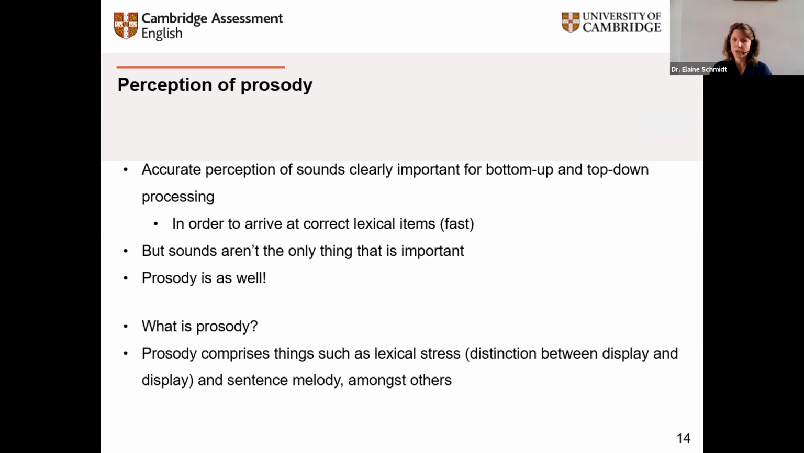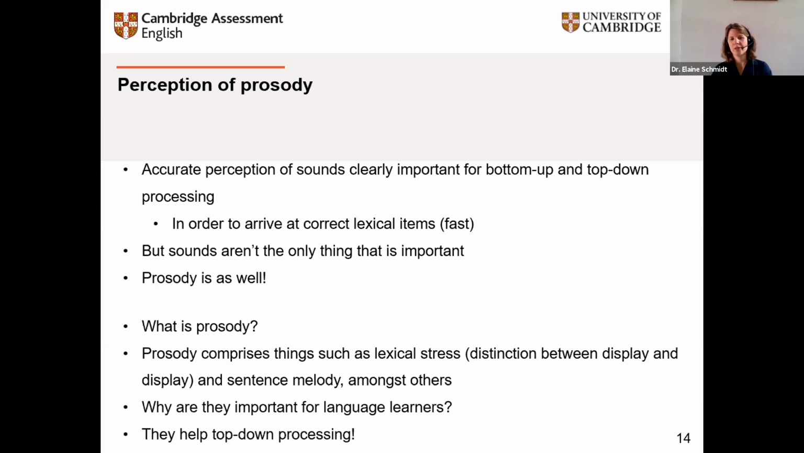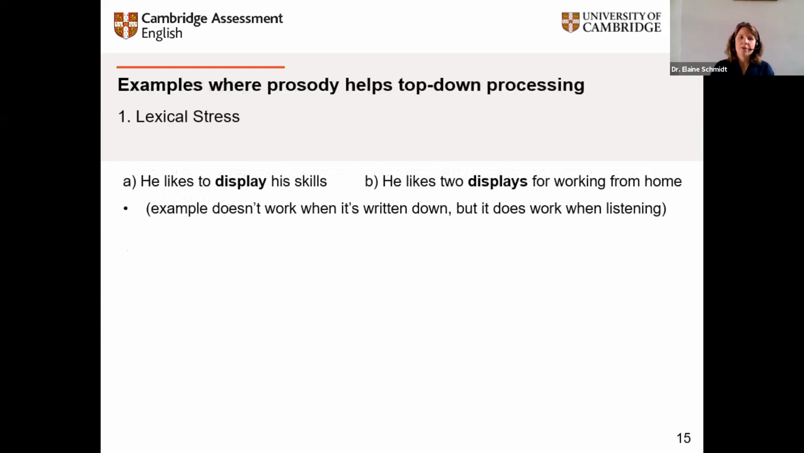Now, I'm going to show you a few examples to show why these are also important if you listen to somebody speaking English, but the same holds true for any other language. Oh, right, sorry, I should say they're really important because they help top-down processing, and I'll show you now why. Now, if you look at this example, it doesn't really work when it's written down, I admit it, but it does work when listening to it. So if you listen carefully, he likes to display his skills versus He likes 2 displays for working from home. He likes 2 displays for working from home.